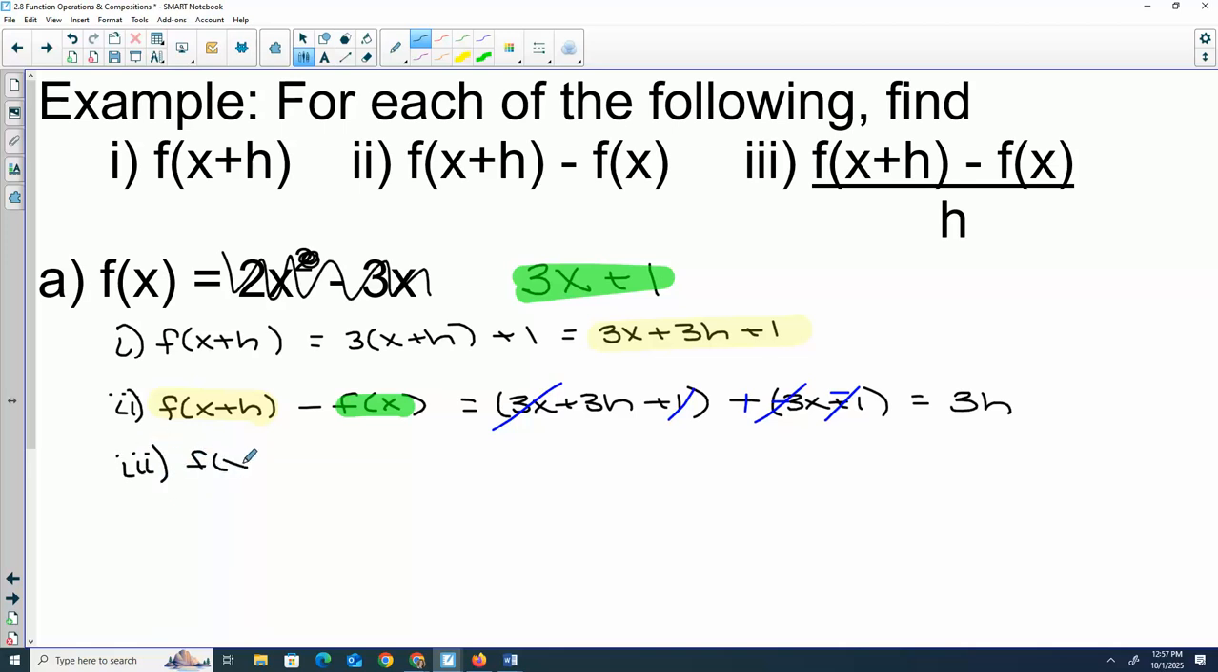Third step. f of x plus h minus f of x divided by h. That's saying f of x plus h minus f of x. What is that? It's the answer we just got. So I'm saying take the answer you just got and divide it by h. What do we get? 3. So if you're just looking at the final expression, it looks pretty complicated. But if we take it one step at a time, we're just evaluating one thing and using that answer on the next step.